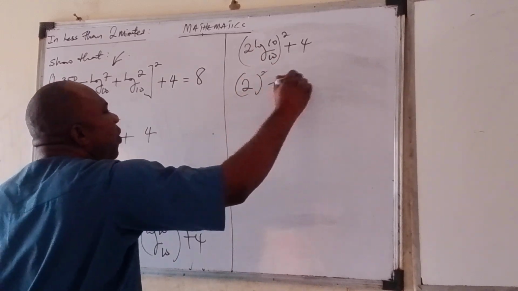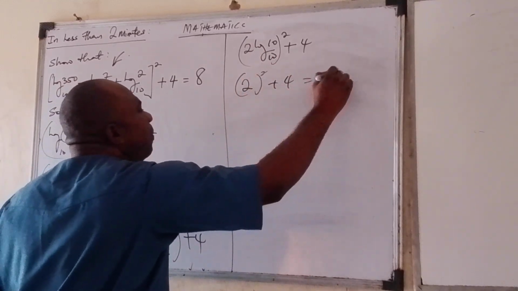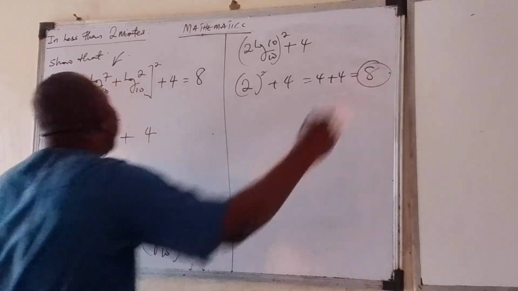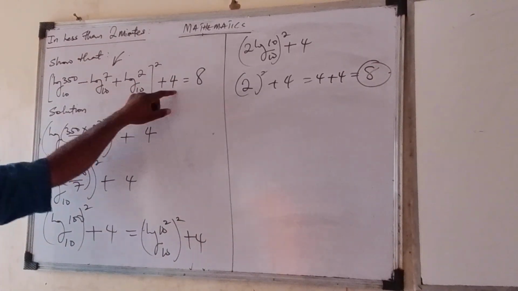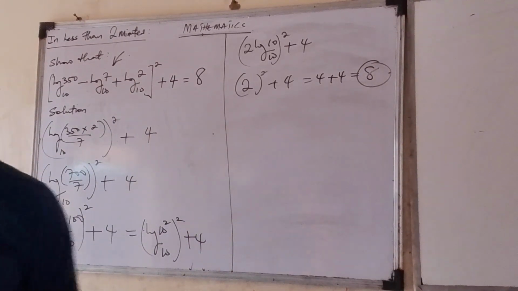So 2 square plus 4. And 2 square is 4. 4 plus 4 is equal to 8. So we have actually shown that the whole of this plus 4 is equal to 8 in less than 2 minutes. Thank you so much.